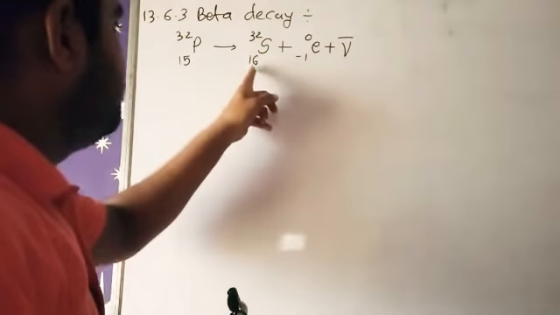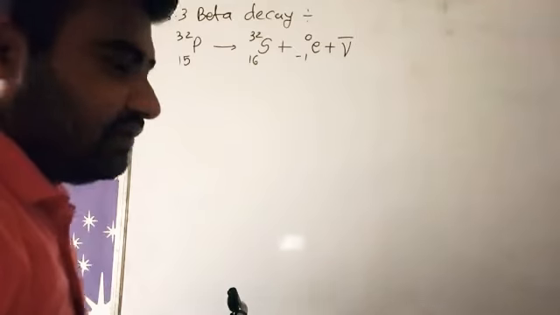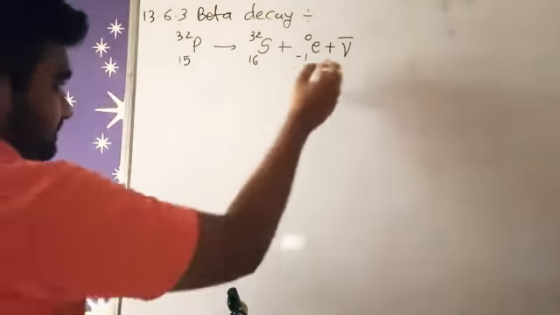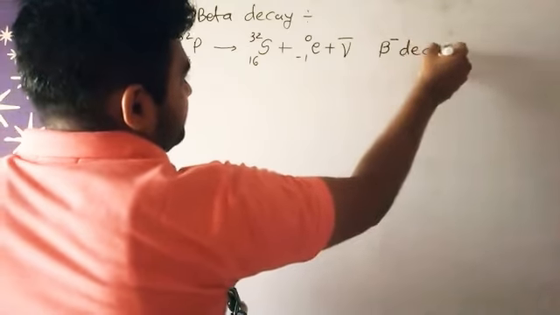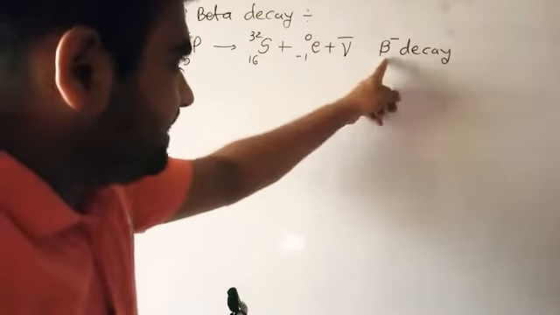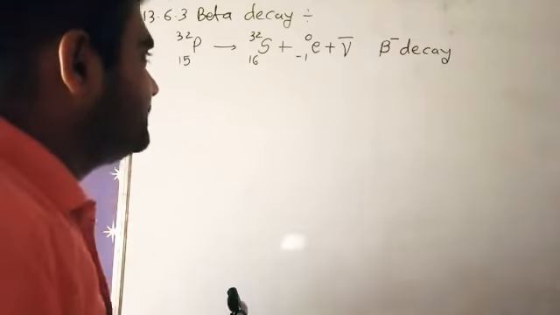So if 16 minus 1, there will be 15, and 32 as it is, right? This process we can call beta minus decay. Beta minus is made up of one electron, with negative charge.